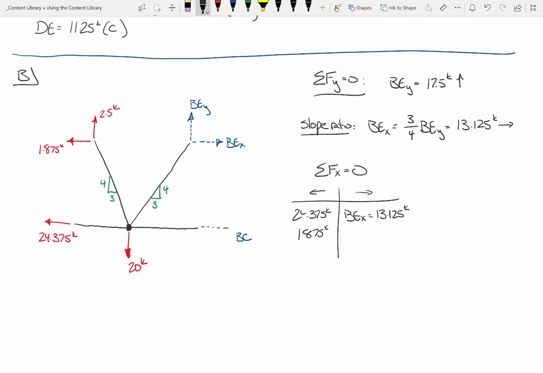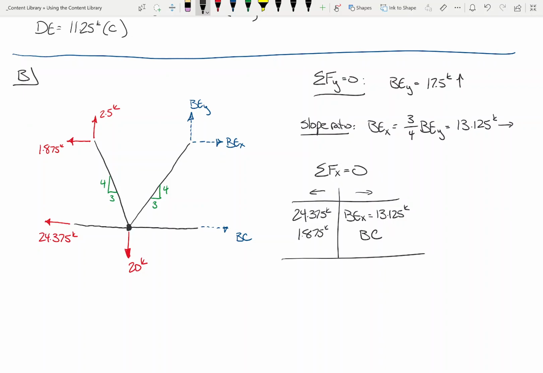All right. So you tell me, do you think BC is acting to the left or to the right? Left. The left? Oh, right. Yeah, because look, there's a lot going this way. We need more going this way, and that's supposed to be 24. I don't know what happened there. So we need to do that.